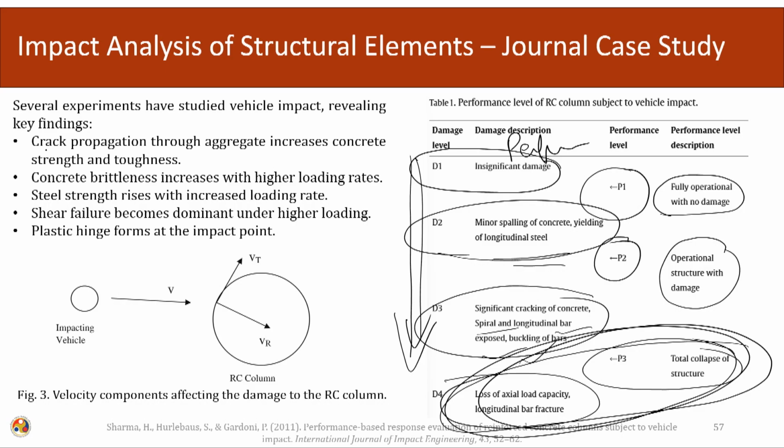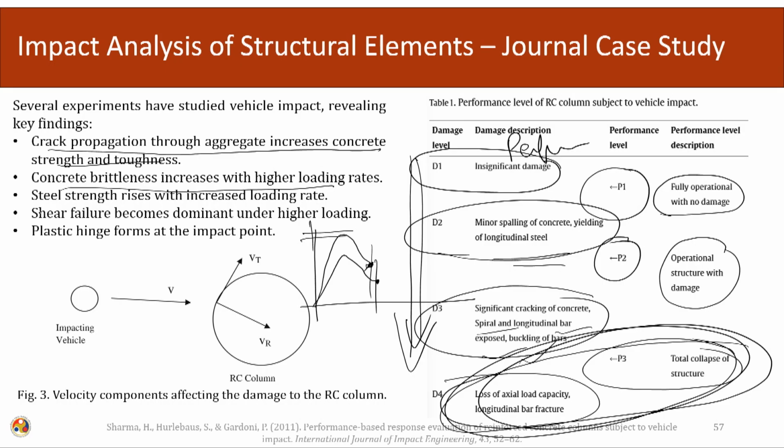The crack is propagating through the aggregate. The crack propagation is through the aggregates and the concrete. The concrete brittleness increases with higher loading rates. What it is saying is that with a higher rate of loading, though the strength of the concrete and the steel might increase, the brittleness also increases. So, at lower rates we might be seeing higher strains, but at a higher rate of loading the strain value decreases.